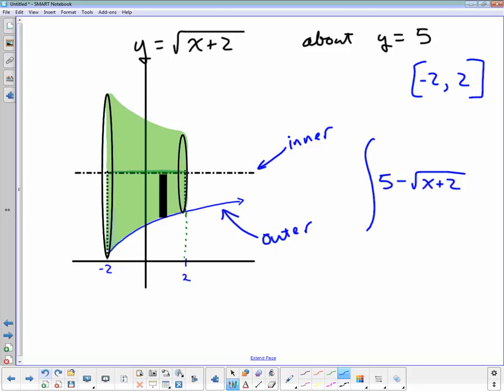And right? At 2 it's 2. Right. Yeah, at 2 it's 2. So that means that distance would be 3. Right, so I'm good. And now I just square it and throw a pi on it. And we have to go from -2 to 2.